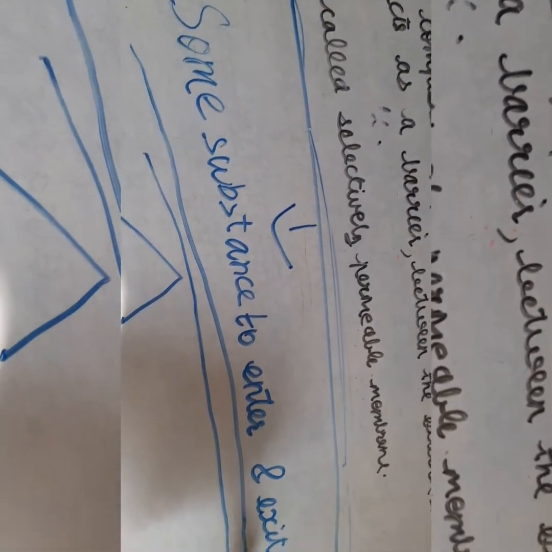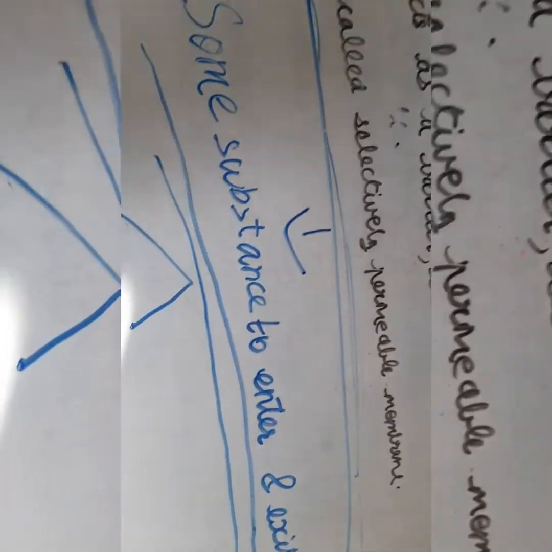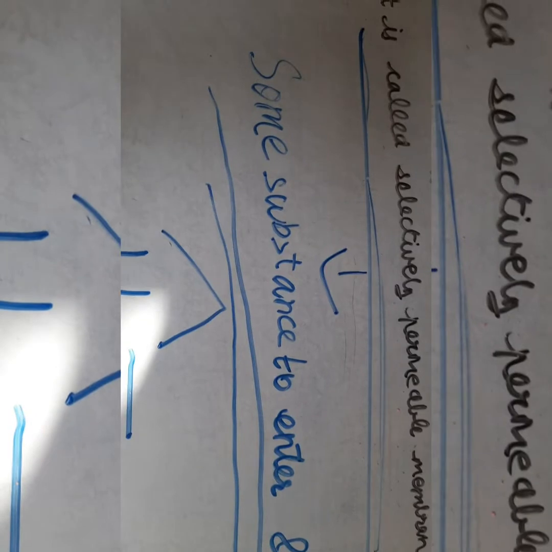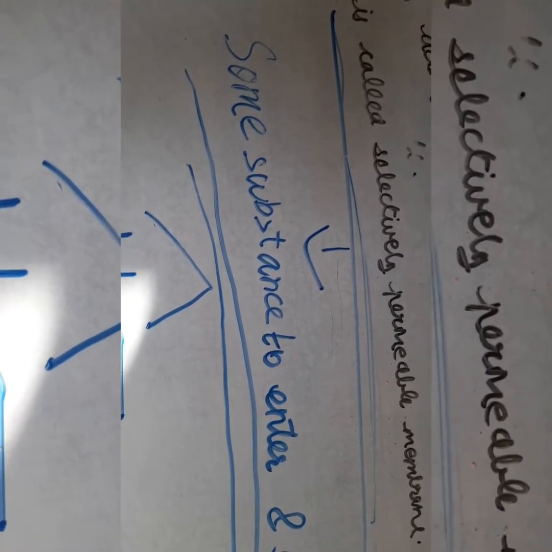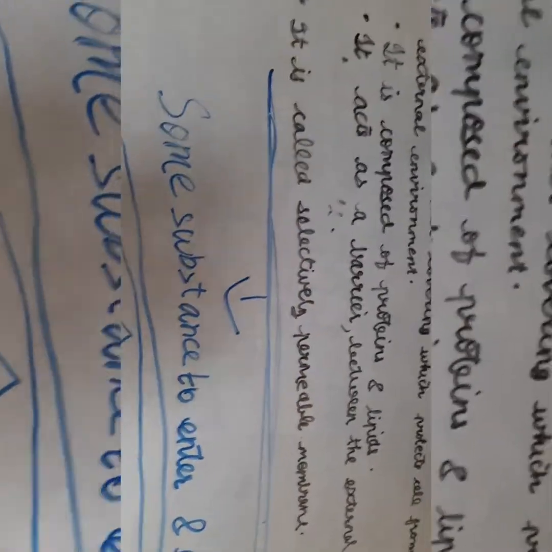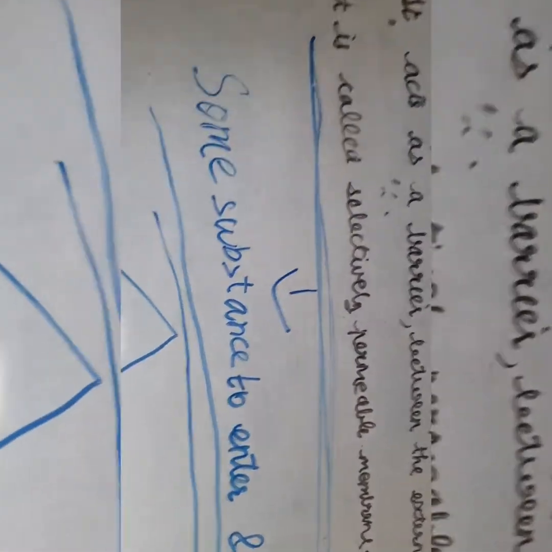It allows some substances to enter inside and exit. As we allow only known people to enter in our house, the plasma membrane also allows only some substances to enter. Hope the selectively permeable membrane term is clear to you.